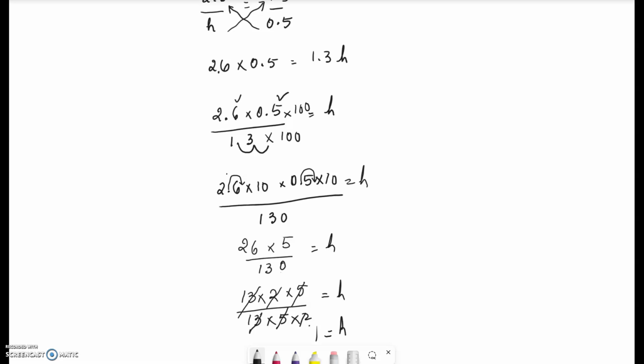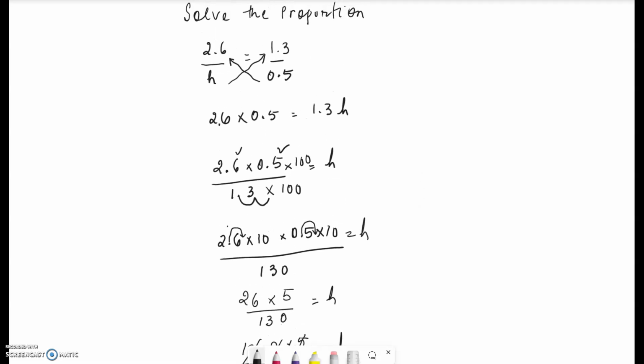We can plug in h equals 1 into the original equation and check if the answer is correct. We cross multiply. We get 1.3 is equal to 2.6 times 1, really 2.6 times 0.5.